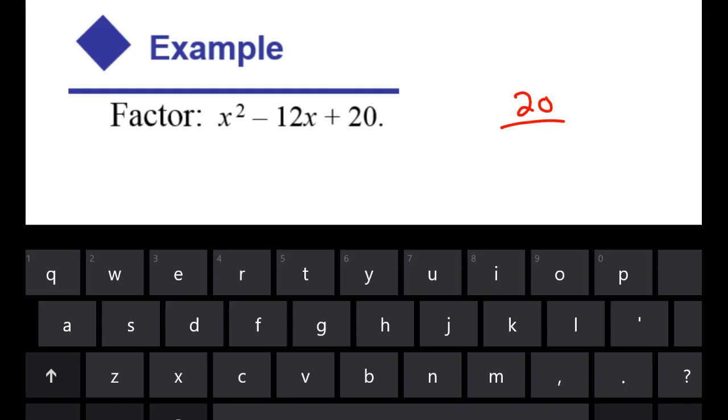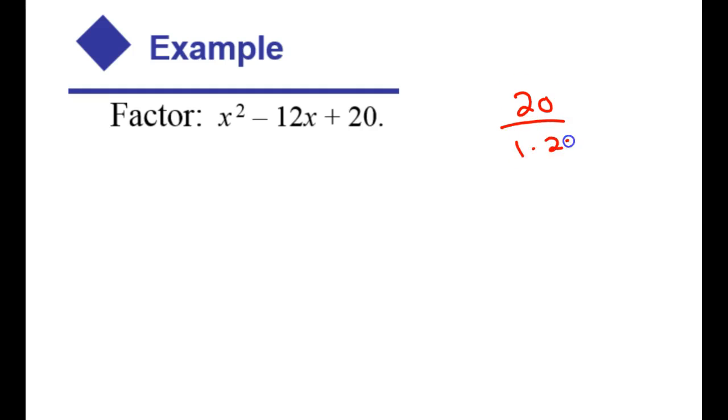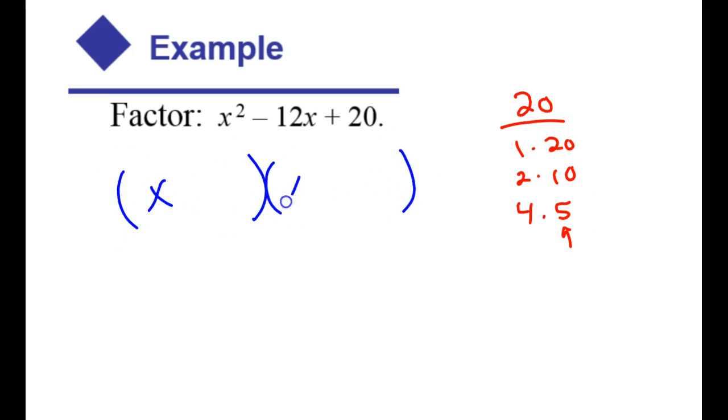Factors of 20 are 1 and 20. I'd list them in order. 2 and 10. 3 doesn't go in there. 4. And as soon as you hit a number on the right side, then I know that I've listed all of the factors. So I'm going to slap down 2 sets of parentheses. The only thing that's going to give me x squared for the first terms is x and x. Then I look at the factors of 20 that add up to 12. And factors of 20 that add up to 12 are 2 and 10. This says signs are alike.